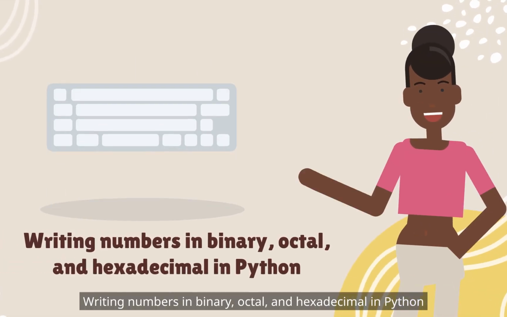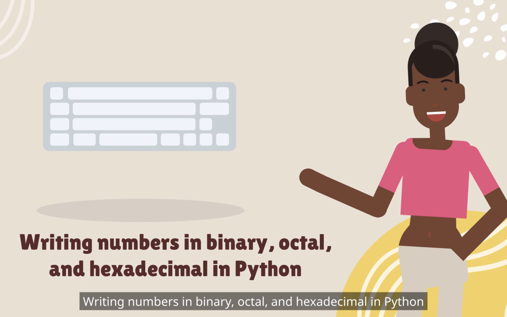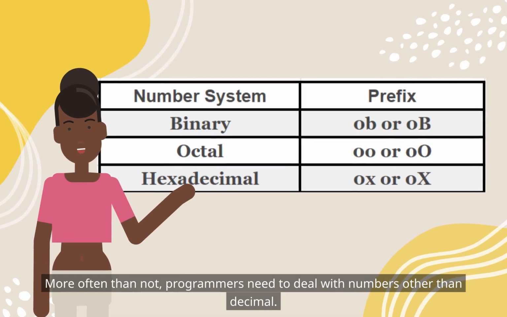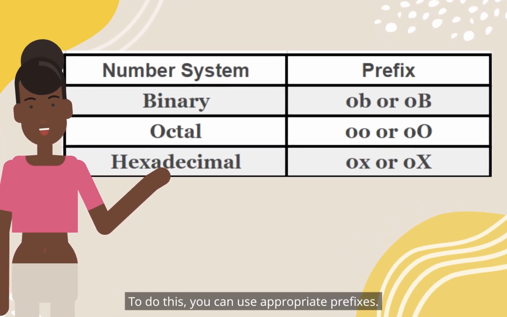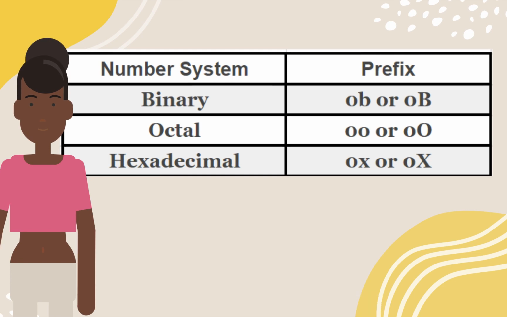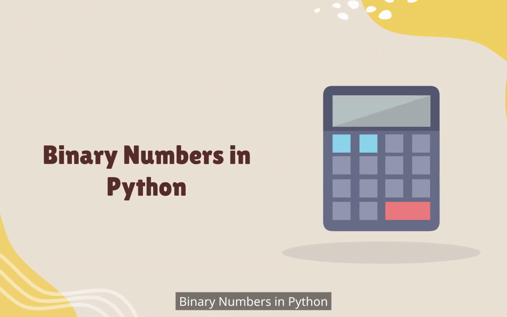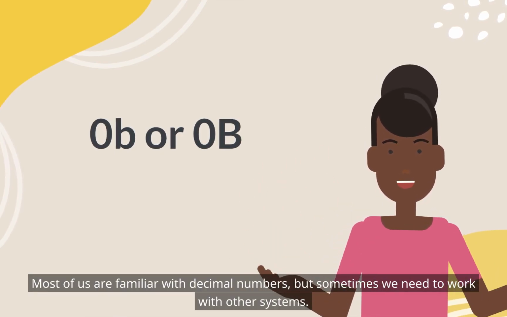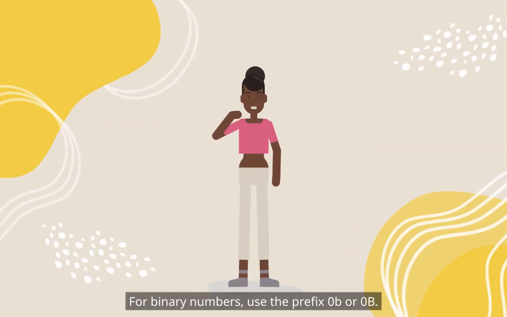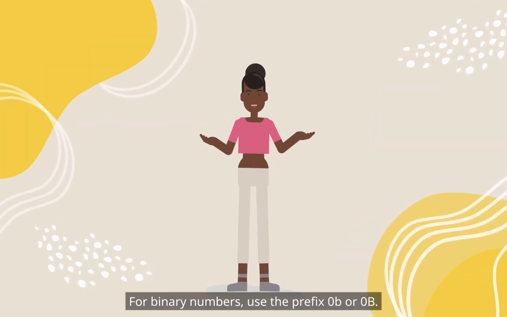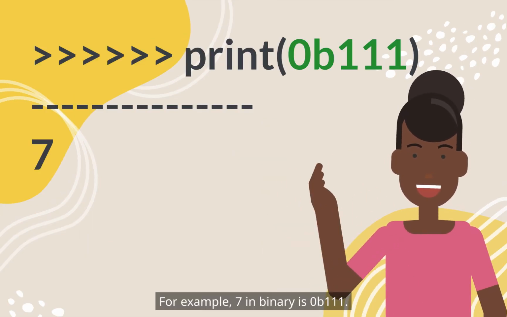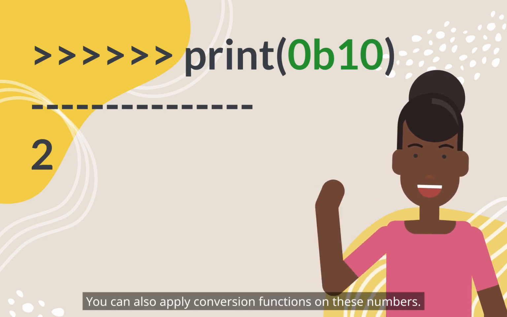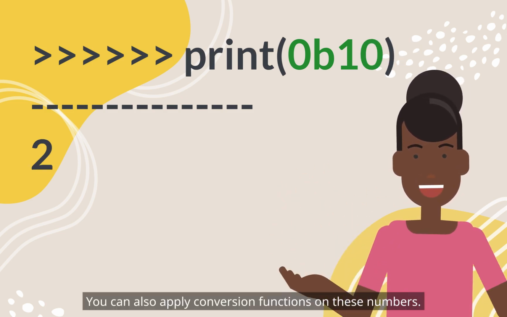Writing numbers in binary, octal, and hexadecimal in Python. More often than not, programmers need to deal with numbers other than decimal. To do this, you can use appropriate prefixes. Binary numbers in Python. Most of us are familiar with decimal numbers, but sometimes we need to work with other systems. For binary numbers, use the prefix 0b or 0B. For example, 7 in binary is 0b111. You can also apply conversion functions on these numbers.